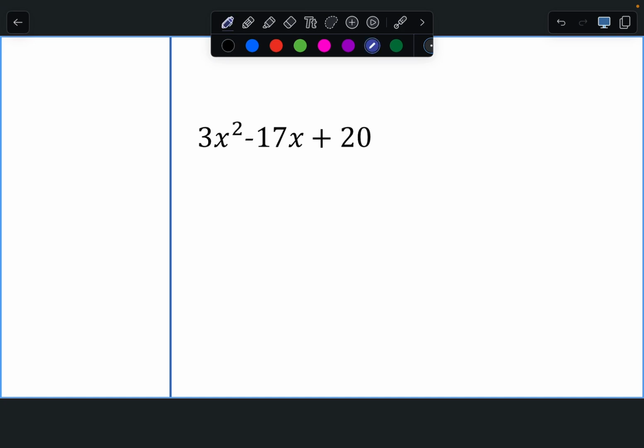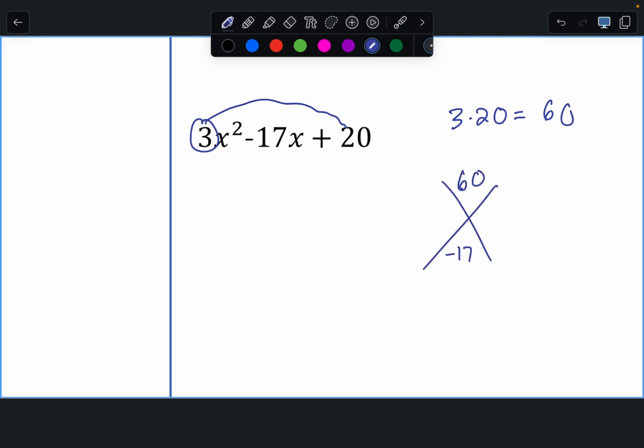First step, just like always, is to multiply my first number and my last number. 3 times 20 gets you 60. So I'm looking for factors of 60 that are going to add to negative 17. What two numbers multiply to 60 but add to negative 17? Great. Negative 5 and negative 12.